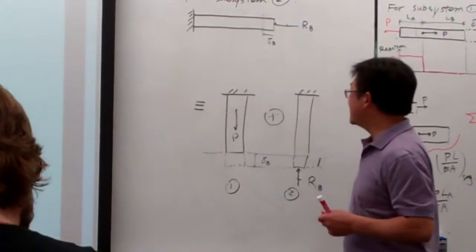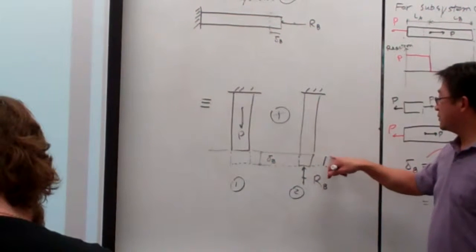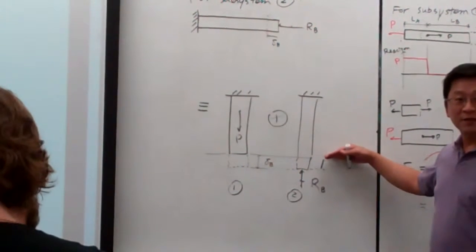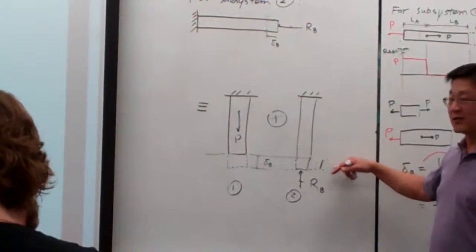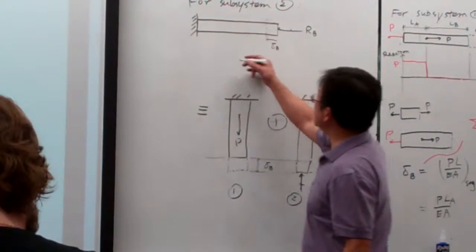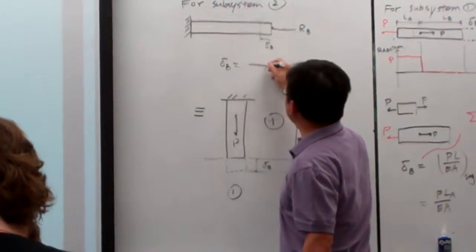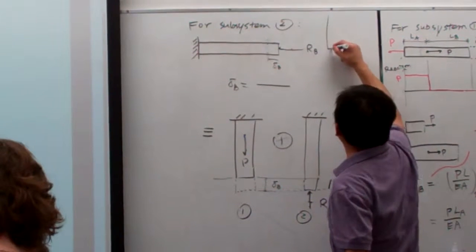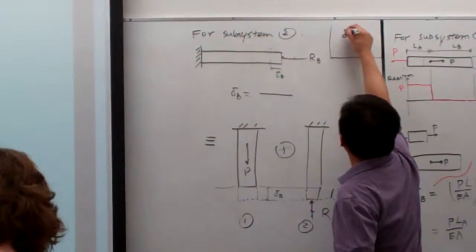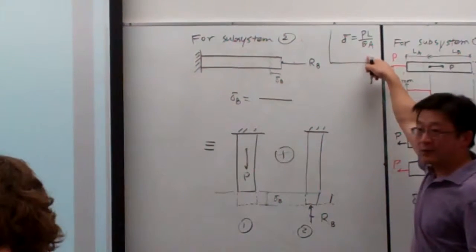So for this case, why is this delta B translated to here? Because they have the same amount. That is the compatibility equation for this case. So that means here you can see delta B, for this example, is PL over EA, and again delta equals PL over EA. This is our generic template.